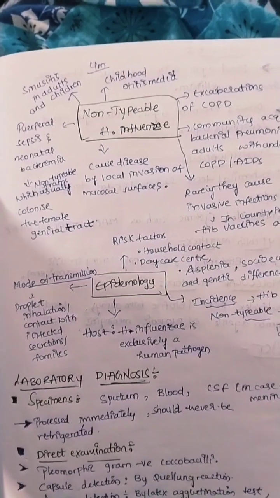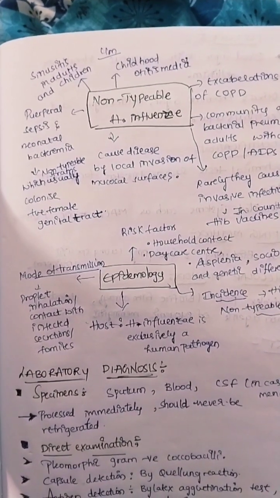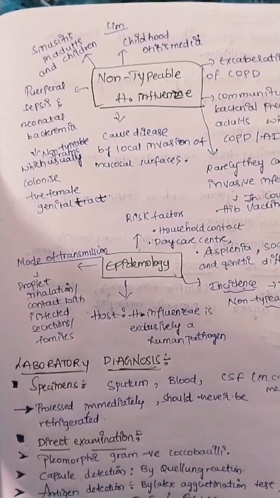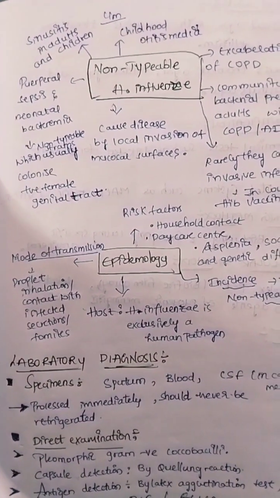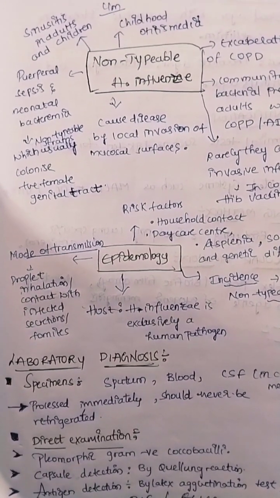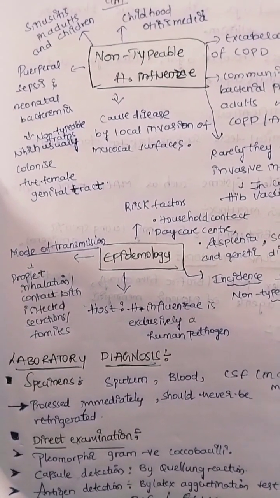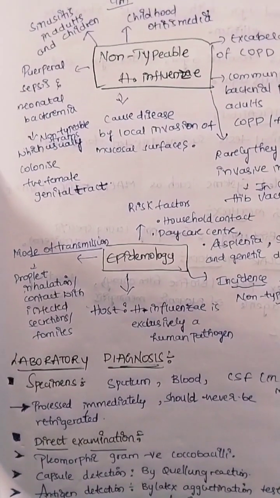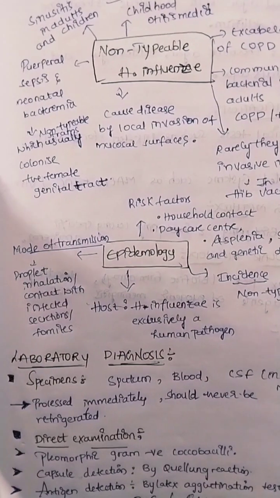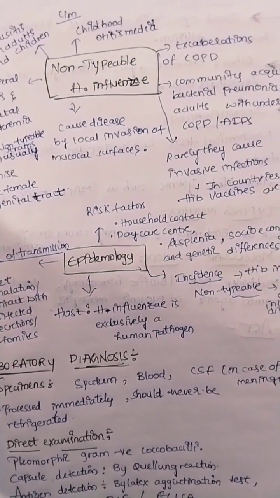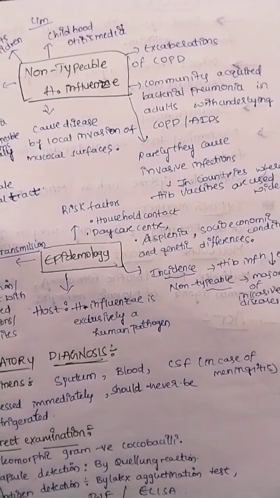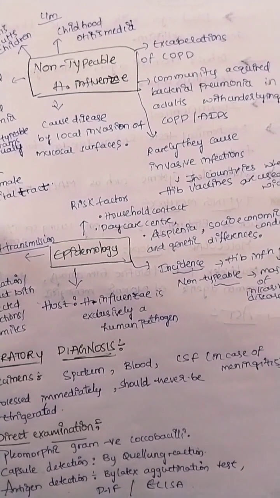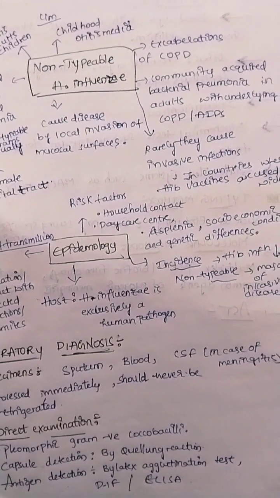It causes disease by local invasion of the mucosal surfaces, and in childhood it presents with otitis media, sinusitis in children and adults, puerperal sepsis and neonatal bacteremia. Non-typeable strains usually colonize the female genital tract, and cause exacerbations of COPD, community acquired bacterial pneumonia in adults with underlying COPD or AIDS. Rarely they cause invasive infections.